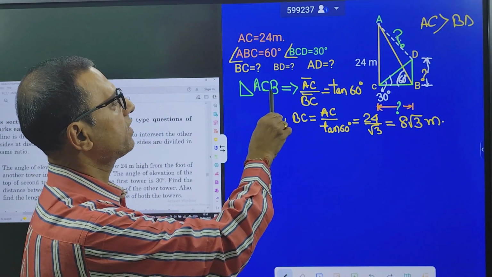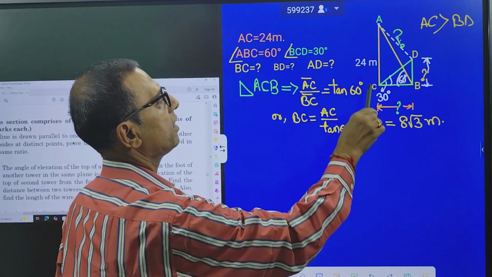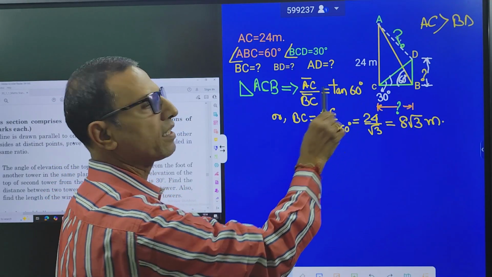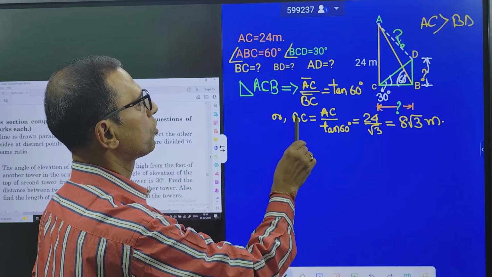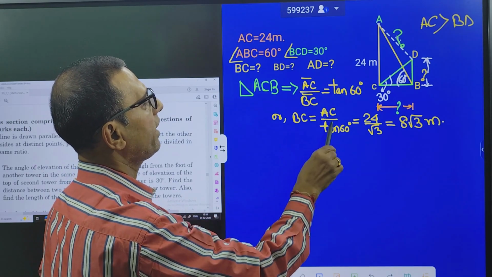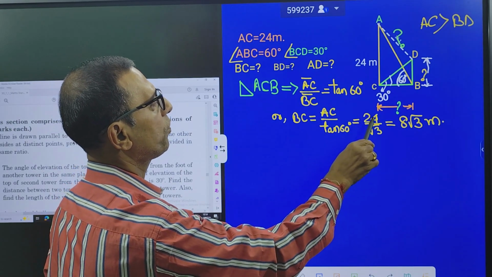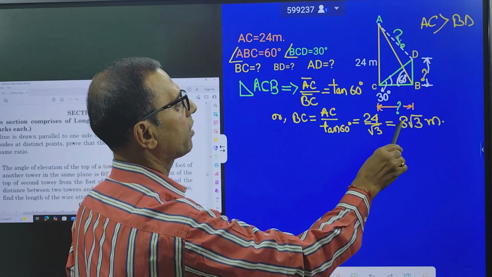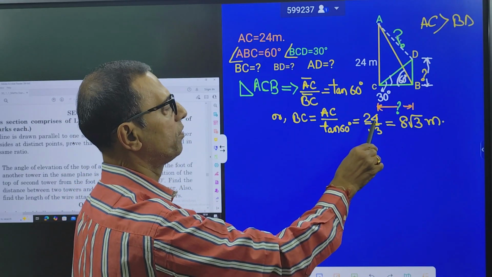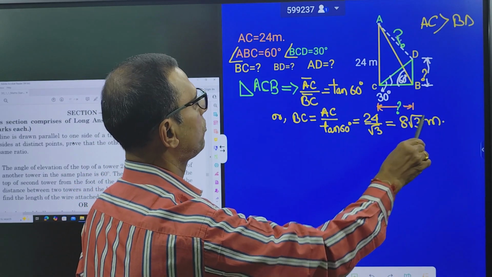So from triangle ACB, AC by BC equals tan 60 degree, and the value of tan 60 degree is root 3. So BC equals AC by tan 60 degree. AC is 24 meter, tan 60 degree is root 3. If you multiply both numerator and denominator with root 3, the answer is 8 root 3 meter.